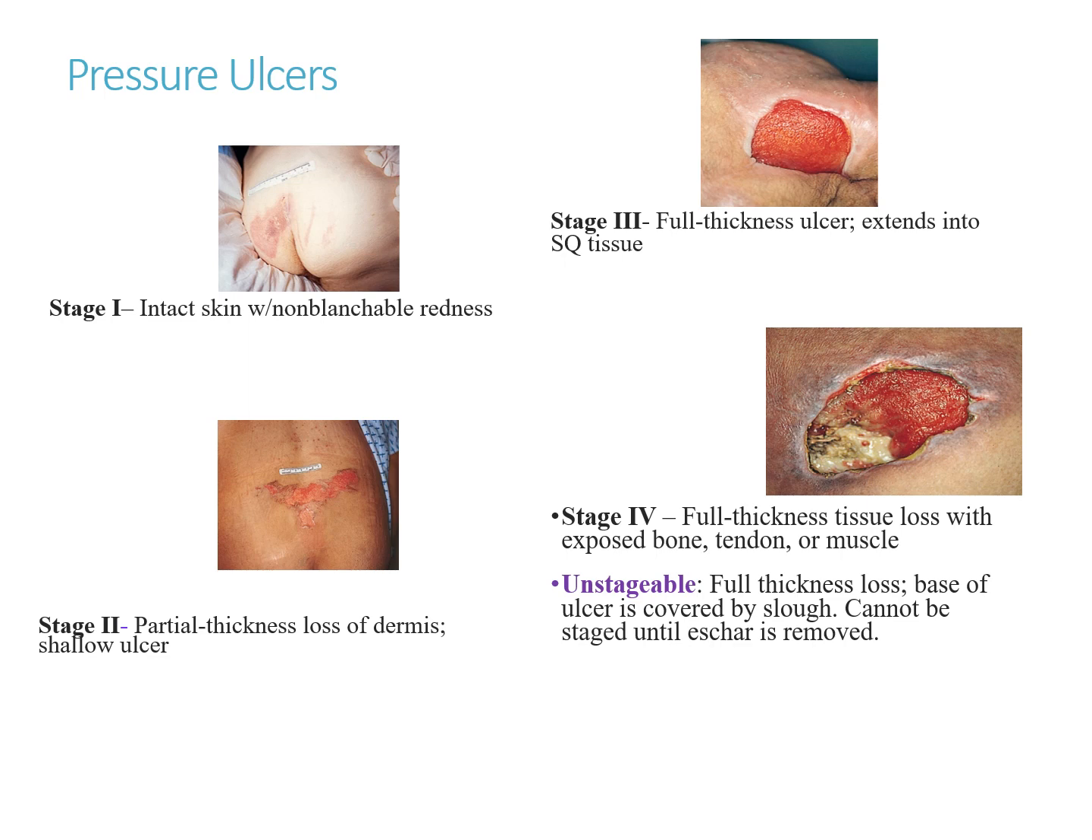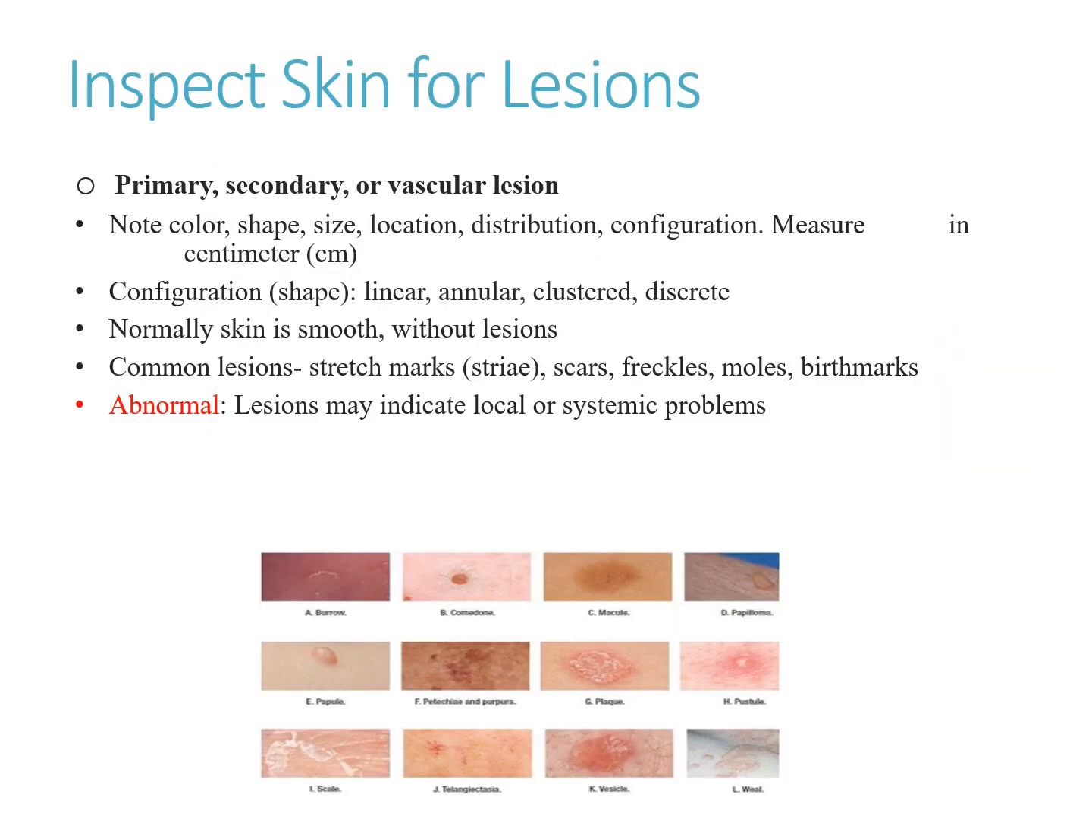So here's some pictures of the pressure ulcers. You can see your stage 1 to stage 2, stage 3, and then the full thickness with that bone exposed there. So your lesions, we're going to talk about those for a few moments. The primary, secondary, or vascular lesions.